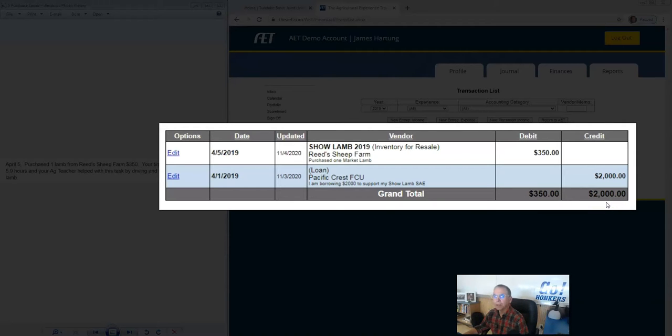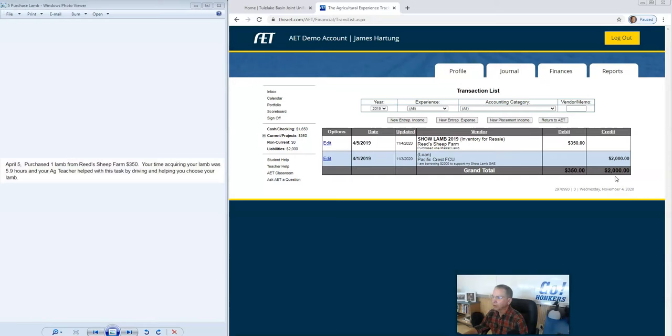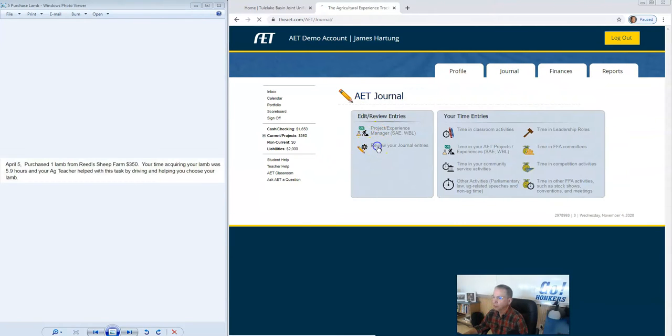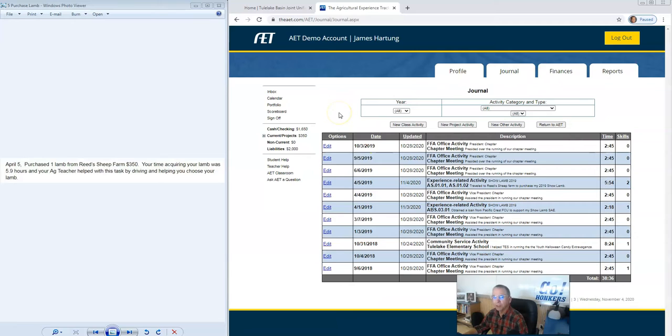Have me come by and take a look at the summary transactions for finance and also for the journal. And once we've done that, that will conclude AET video lesson number 8, purchasing the show lamb. In our next lesson, we'll go buy some food and supplies for our new lamb.